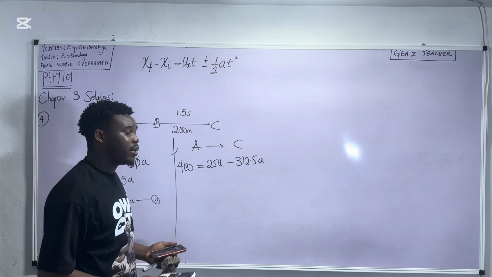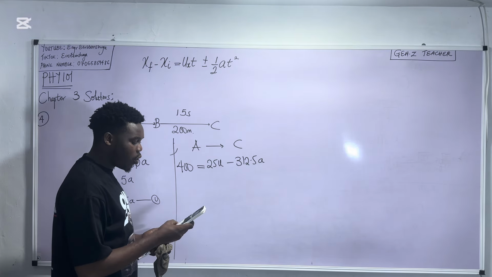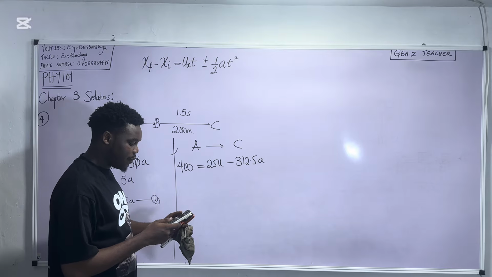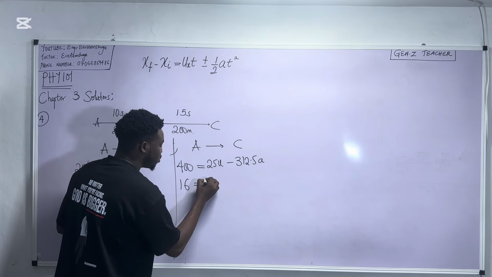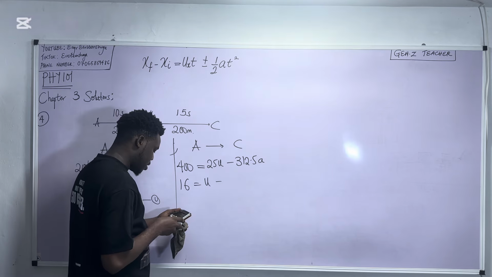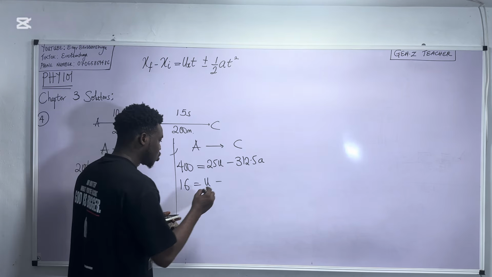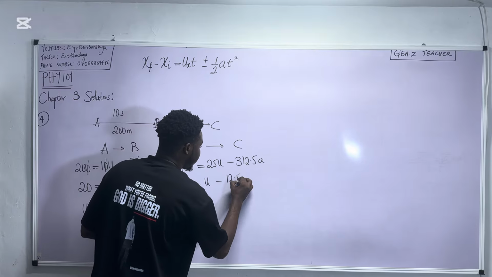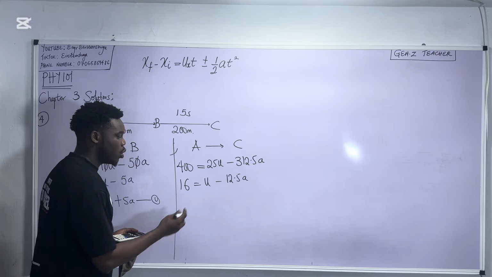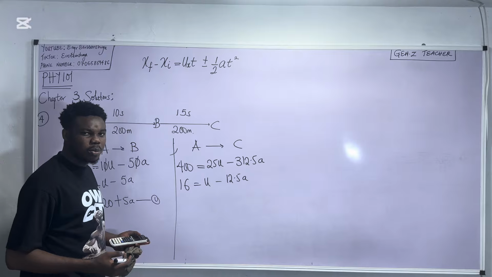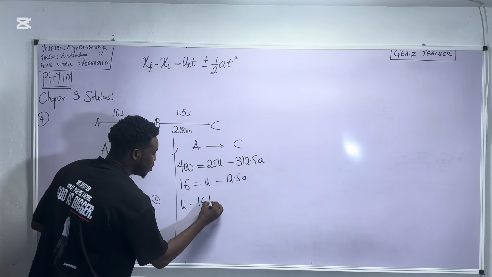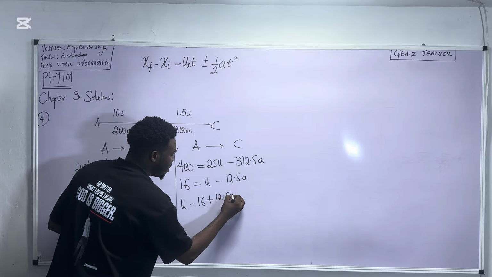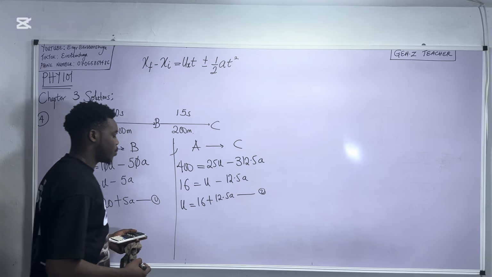Now we can divide all through by 25. 400 divided by 25 gives us 16. We have 16 here, and then just a u here, and then 312.5 divided by 25 gives us 12.5. We have 12.5a. Now we can again make u the subject of the formula. u becomes 16 plus 12.5a, equation 2.